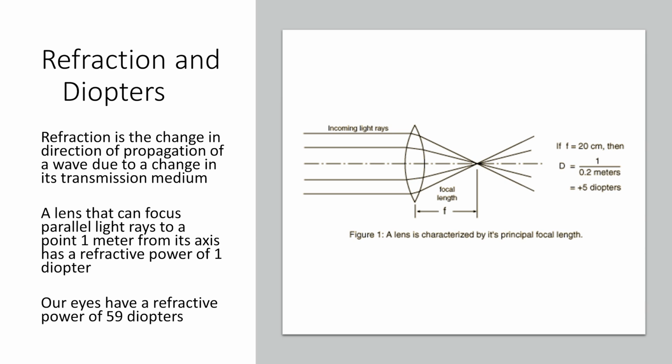Refraction is the change in direction of propagation of a wave due to a change in its transmission medium. Think of going from air into the lens of your eye or your glasses. A diopter is the refractive power of a lens, with one diopter being a lens that can focus parallel light rays to a point 1 meter from its central axis. Effectively, this means that the dioptric value of the lens is the reciprocal, or 1 over the focal length.